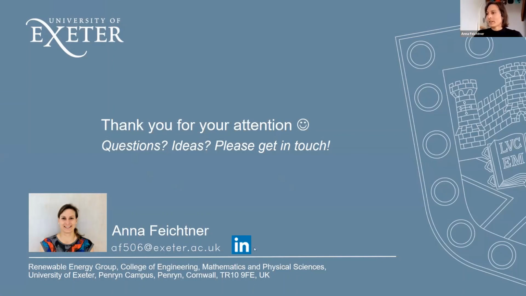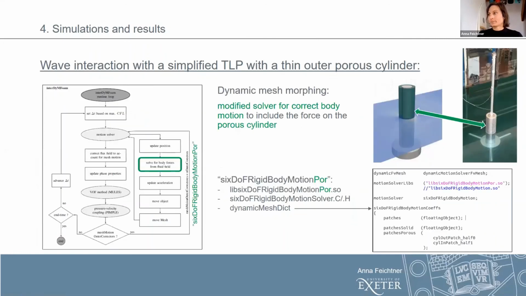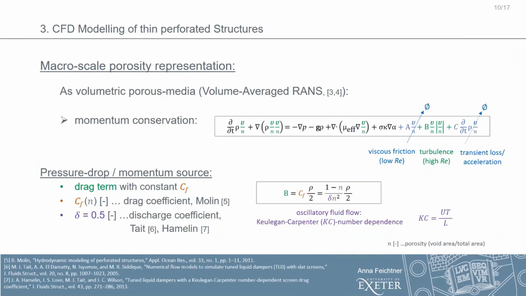It's a function of porosity, and I've shown it on the corresponding slide. It's a formulation proposed by Molin, and so it's this slide. It's a function of porosity, and in theory, this discharge coefficient delta is a function of the Kc number. But Mr. Tite and Mr. Hamlin showed that the influence is pretty small, so I've made this simplification of just using a constant discharge coefficient here.